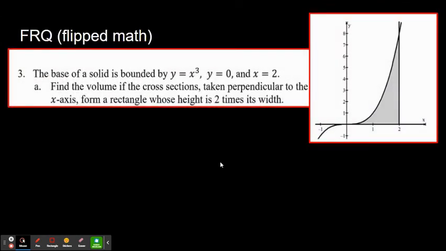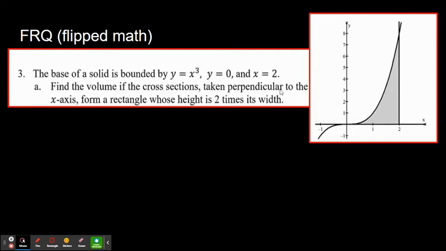All right, so now we're going to take a look at an FRQ. FRQ comes from flipped math. So the base of a solid is bounded by y equals x to the third, y equals 0, and x equals 2. That is this graph over here. We're going to find the volume if the cross sections taken perpendicular to the x-axis.